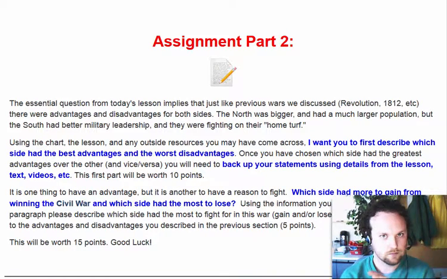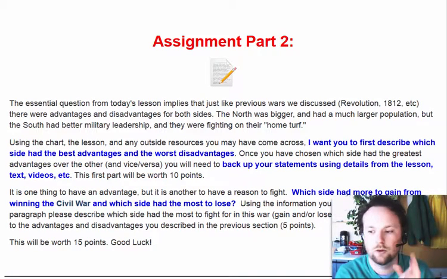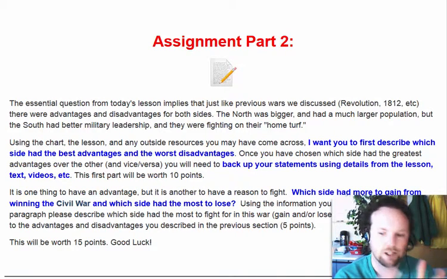But the second part, it's one thing to have an advantage, but it's another to have a reason to fight. Which side had more to gain from winning the Civil War, and which side had more to lose? So, again, using that information that you've compiled, in a paragraph, I want you to describe which side had the most to fight for, the most to gain, and the most to lose, and how that might play into the advantages and disadvantages that you described from the previous section.